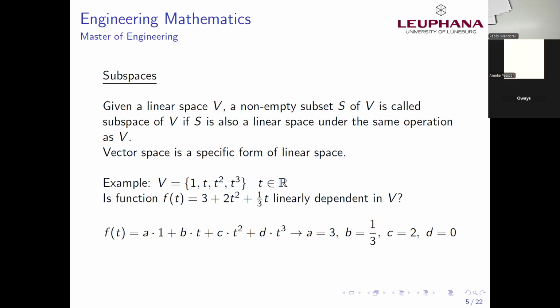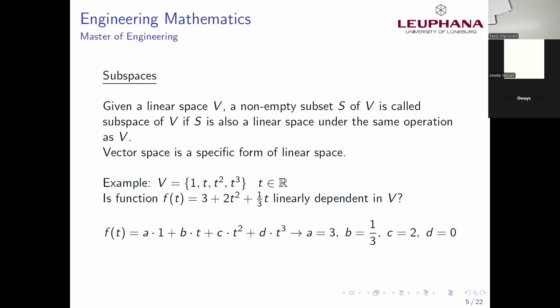Look at this example. We have a set of functions, polynomial functions, elements, not vectors, mathematical elements, functions. Moreover, polynomial says something to you, no? Polynomial function, forget polynomial: 1, t, t squared, t up to 3. Four elements, not vectors, mathematical elements. t belongs to R, not new. Question: is the function f of t equal to 3 plus 2t squared plus 1/3 multiplied by t linearly dependent in V?